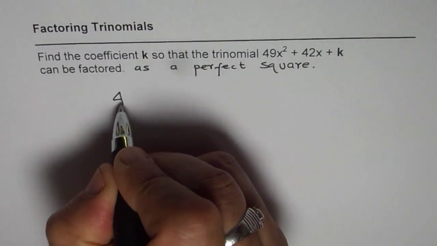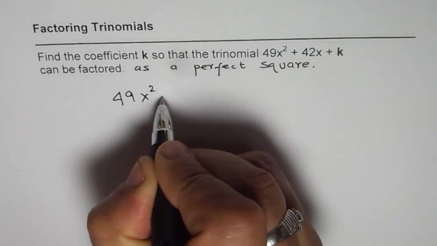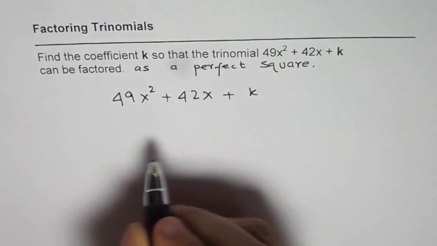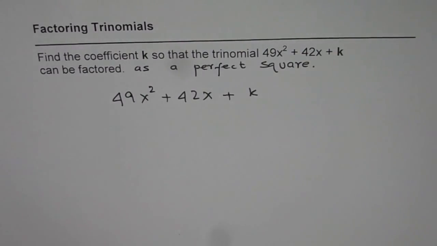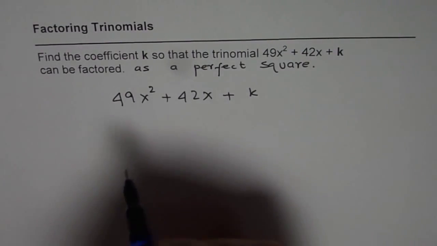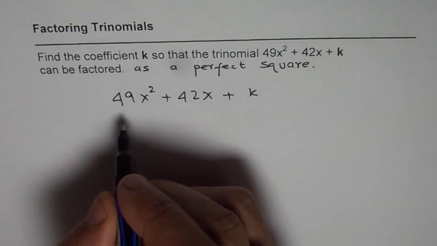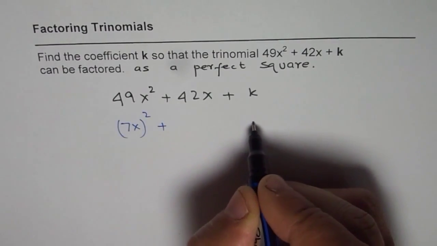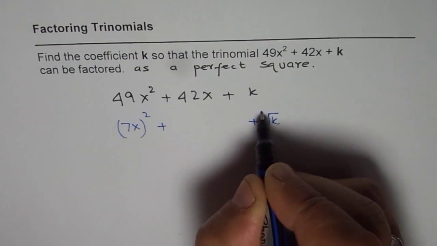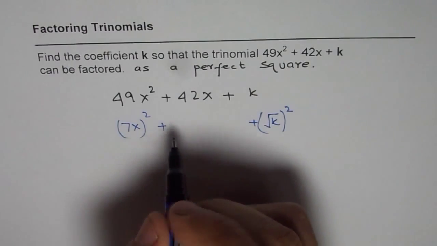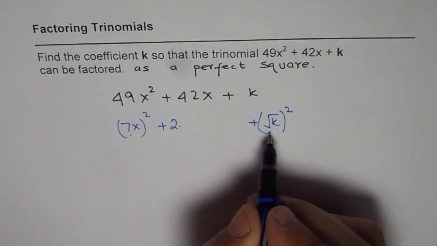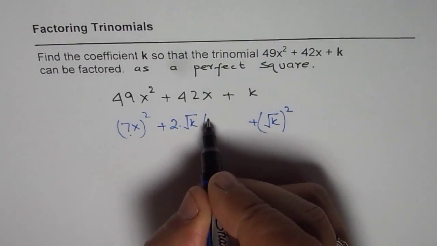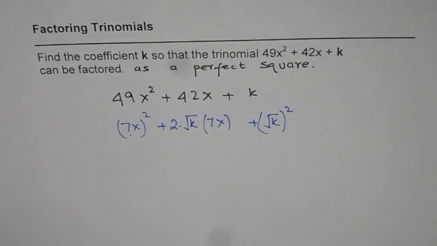So what we learned here is that 49x squared plus 42x plus k could be broken down and written as squares, and then 49 is 7 squared, so we could write this as 7x whole square, right? And k, we'll write this as square root of k whole square. The center portion should be 2 times the product of these two, right? So which is square root k times 7x. That should be the center term, right?